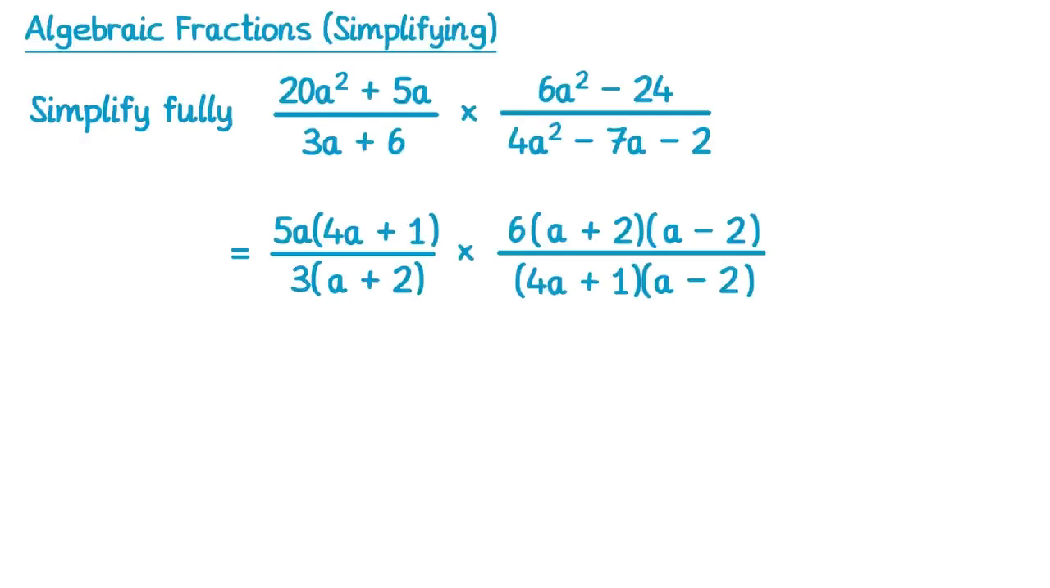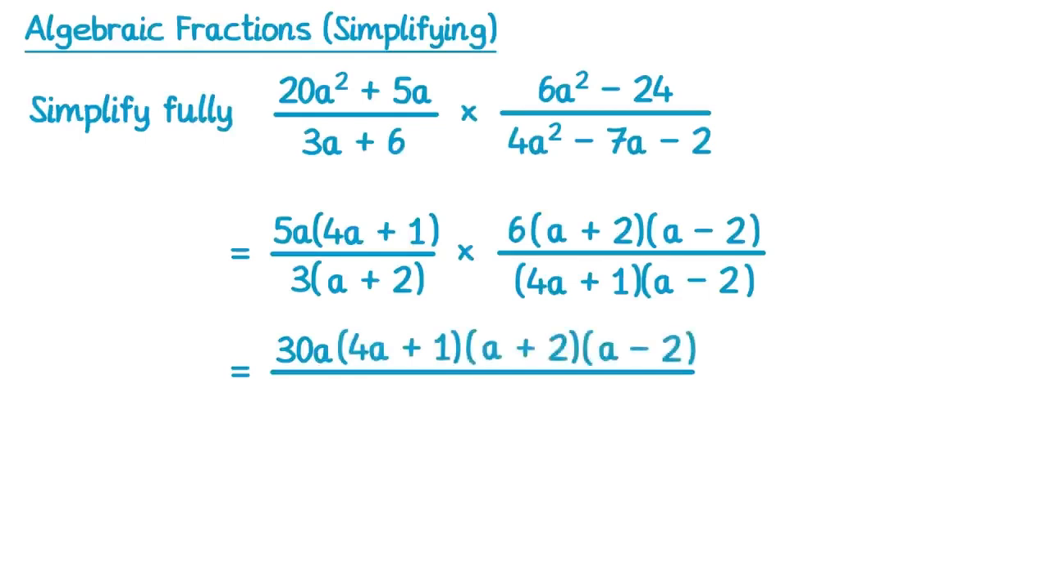Now that we've factorized everything, we can multiply the fractions together. To multiply fractions, you multiply the numerators and then the denominators. So if we multiply the numerators first, we've got 5a and 6, that will multiply to give 30a. And then we've got 3 more brackets. We've got 4a plus 1, a plus 2, and a minus 2. On the bottom, we've just got 3a plus 2 on the left one, and then 2 more brackets, 4a plus 1 and a minus 2.